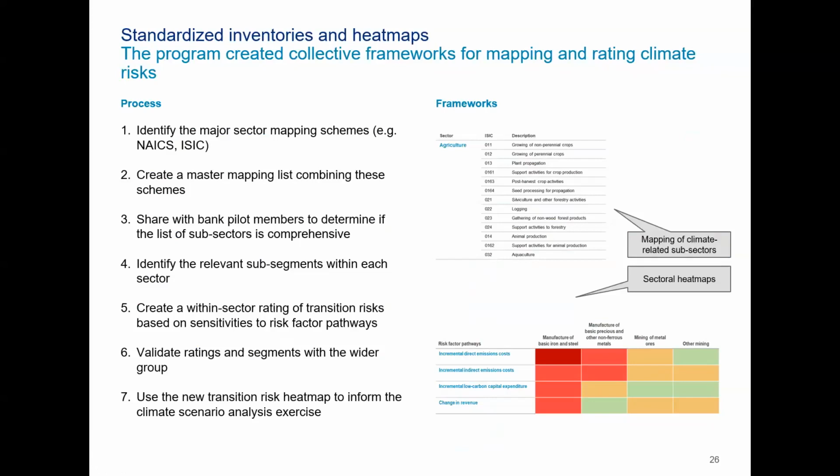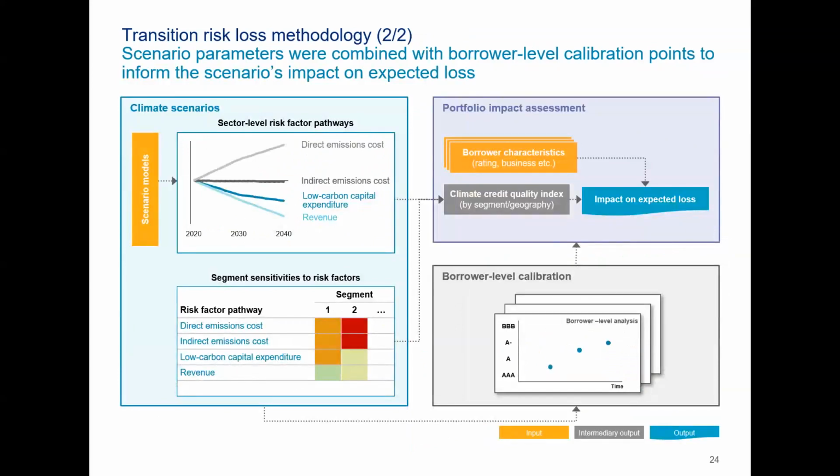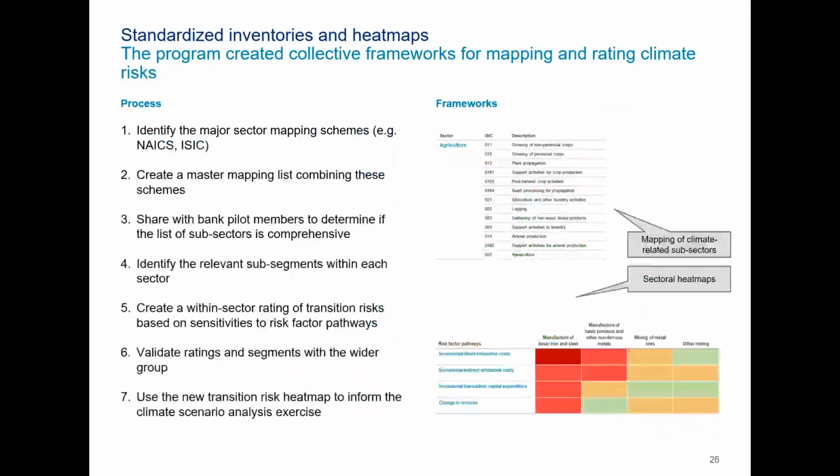Once we did that, then we began the heat mapping exercise of asking the question of, within the segments that we've now selected, what degree of climate risk is experienced by each? And we use those risk factor pathways that I'd mentioned a couple pages previously of direct emissions, indirect emissions, low carbon capital expenditure, and revenue in order to take these pieces and begin thinking about who is likely to experience greater impacts within these different sectors. So the real goal here was to create a heat map that enabled us to rank order the different segments.